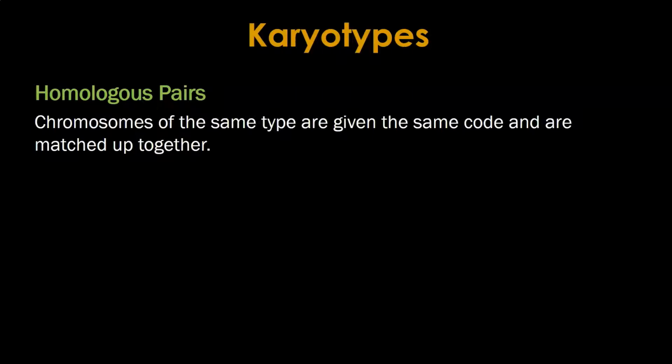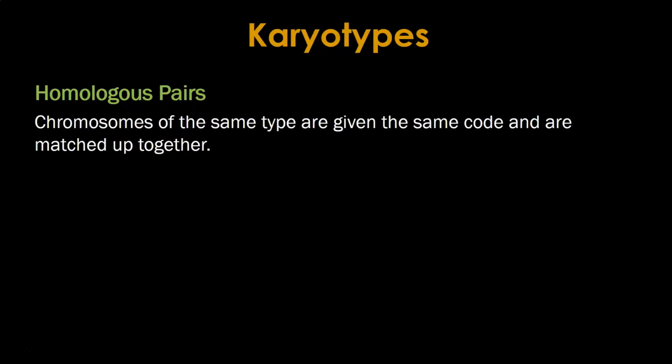But remember that these are 2N cells. They're somatic cells. They've got a ploidy of 2, so they have 2 sets of instructions, which means that every cell will have 2 chromosome 1s, 2 chromosome 2s, 2 chromosome 3s, etc. One of those chromosome 1s came from mum and the other one came from dad. One of those chromosome 15s came from mum and the other one came from dad.